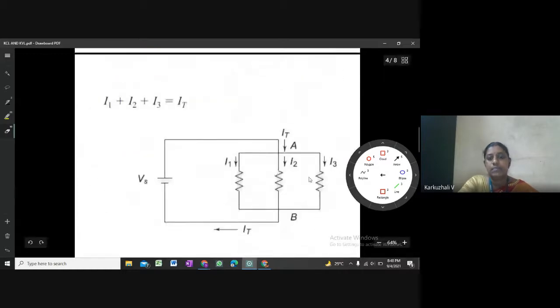We'll see an example here. There is a voltage source with three resistors that are in parallel with each other. You can see the current that is entering here is called the total current IT.